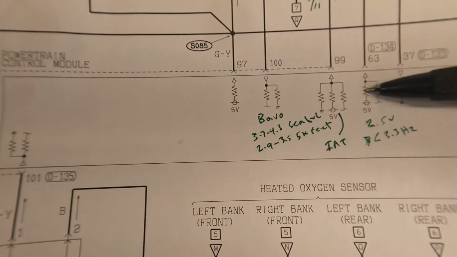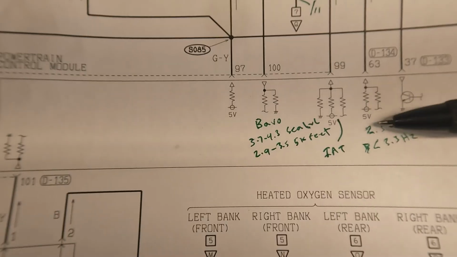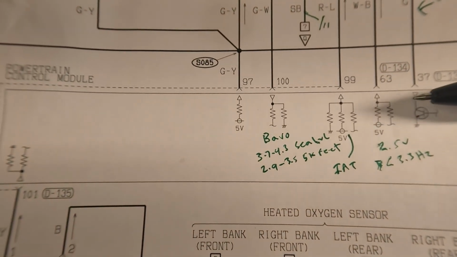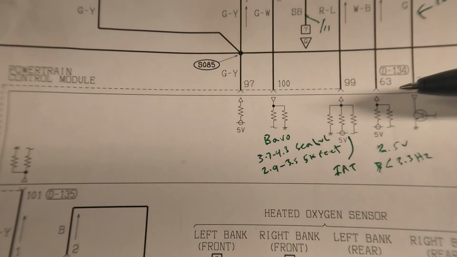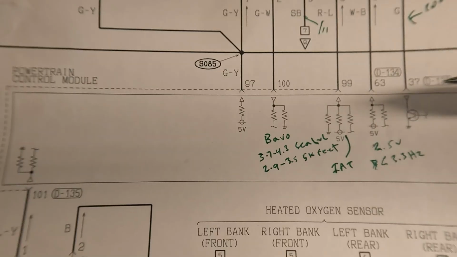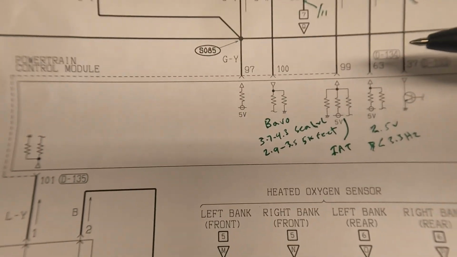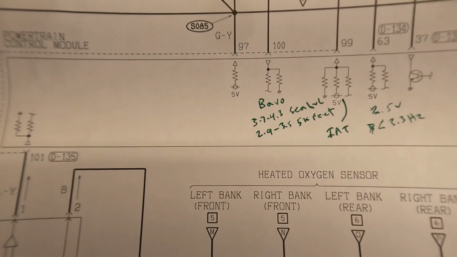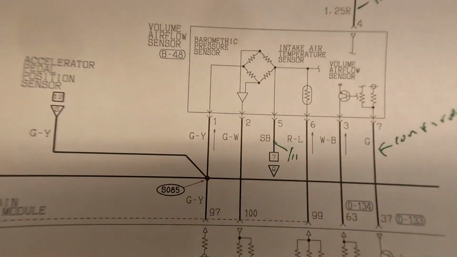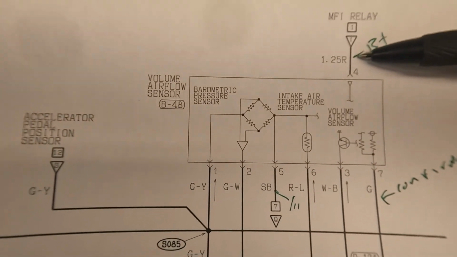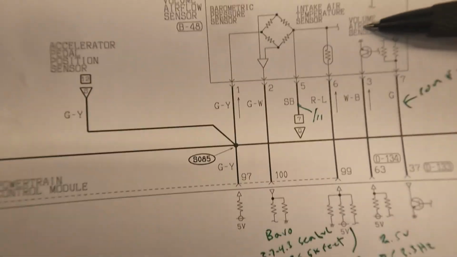If you just check the voltage on this signal, it is going to be around 2.5 volts, because it's just a 5-volt circuit cycling 50/50. So your voltmeter will average it out at 2.5 volts. We'll double check that right now. But terminal number 4 is basically up here. It's the red wire that we talked about. This is the power supply coming in from the MFI relay.